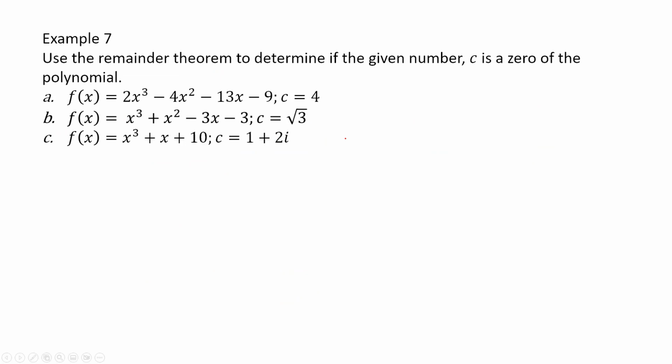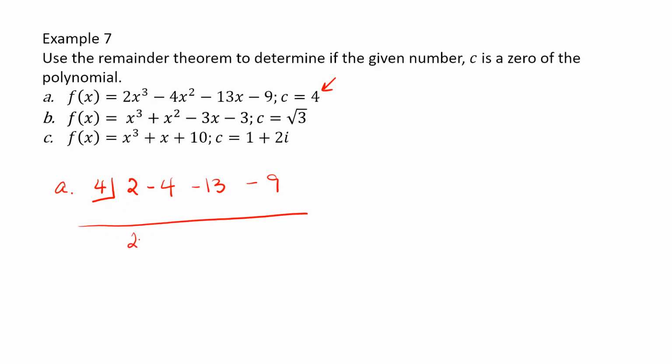All right, we're going to use the remainder theorem to determine if the given number c is a 0 of the polynomial. So just like the one we just did, we're trying to find out if we can get a remainder of 0. And if we get a remainder of 0, that would tell us that whatever this number is that we're using for c is a 0 of the given polynomial. So for part A, we're going to take 4, and we're going to use synthetic division on this polynomial, 2x cubed minus 4x squared minus 13x minus 9. See if this gives us a remainder of 0.